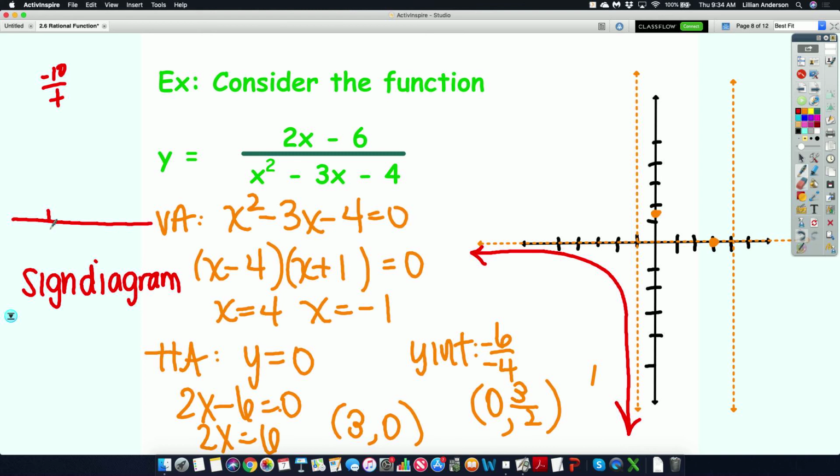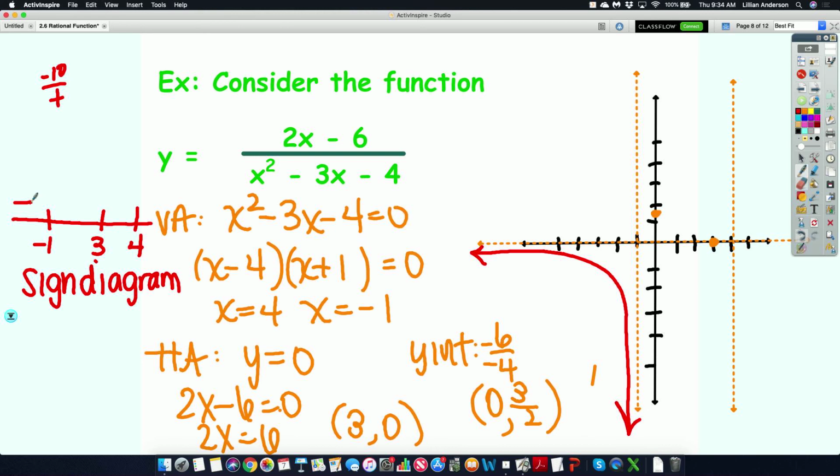Okay? So I have a vertical asymptote at -1. I have an x-intercept at 3, and I have another vertical asymptote at 4. And we just determined, based off of plugging in -2, that any y values to the left of -1 are going to be negative.